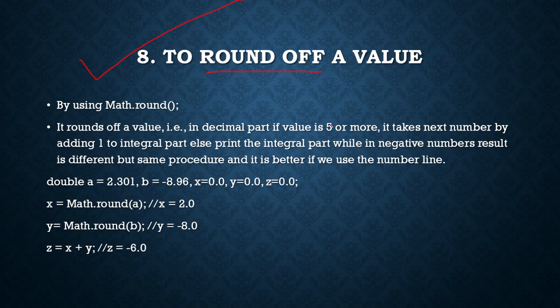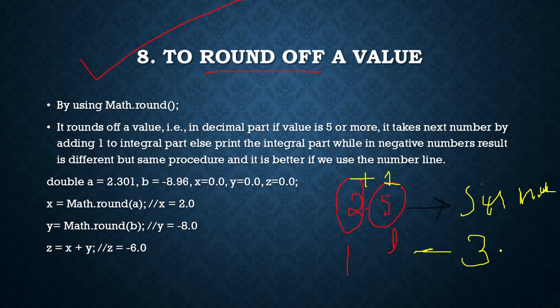Next one is to round off a value. What does it mean to round off? Suppose I give you 2.5. This is the integral part, this is the decimal part. Hold on guys. If this decimal part is 5 or more, the integral value becomes +1. That is, on rounding off you will get 3.0.